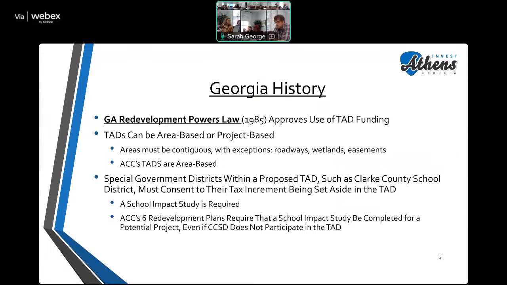So it would be similar to the mall TAD, right? A developer would come in and say, I want to build this project. This is what it looks like. These are the parcels located within the TAD that we're interested in. And so far, the commission has indicated that they would like to do PAYGO for the TAD. So basically, they would submit their plan.